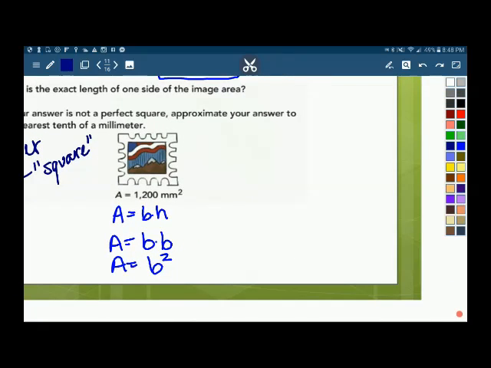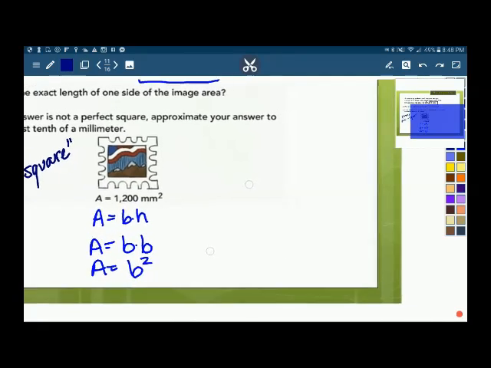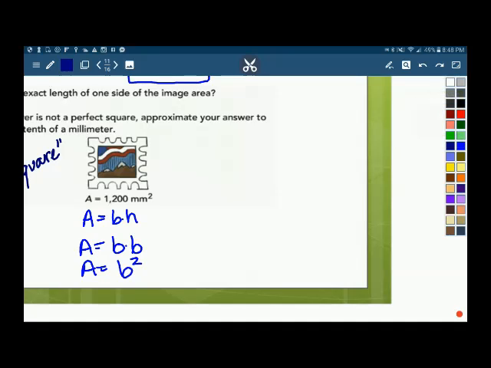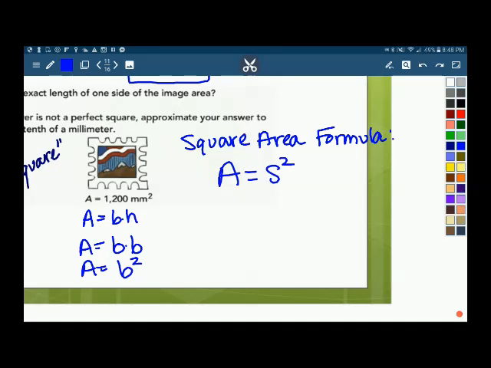So if we know that the area of this square is 1,200, plug that 1,200 in for A. So again, I'm going to rewrite my square area formula, and this is something you should memorize. Area equals, and what I'm going to do, instead of using B or H, I'm going to use S for side. Okay, so area is equal to the side squared.